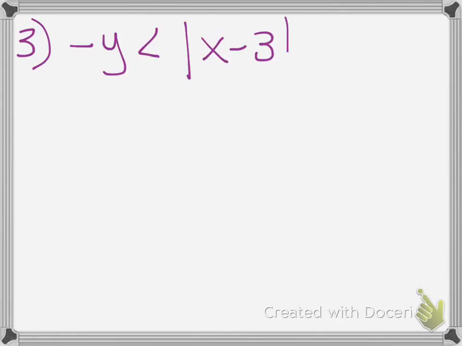All right, so now we have part 2. We're going to look at our third example that I have here, which is negative y is less than the absolute value of x minus 3.